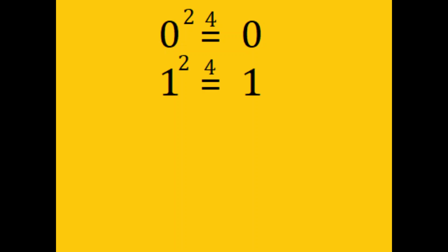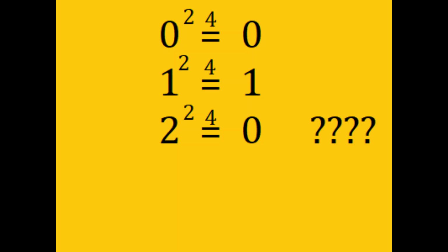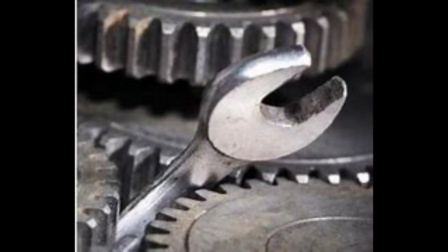So what about base 4? Well, let's see. We got 0, 1, 2, and 3, right? So 0 squared, 1 squared, same idea. Now 2 squared is 0, and then every multiple after that is 0. So I think we've broken the system. Base 4 does not follow the pattern.